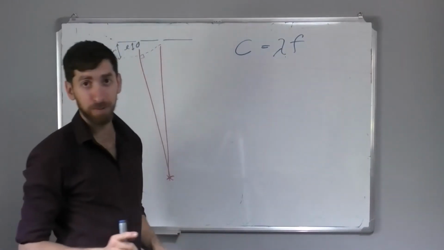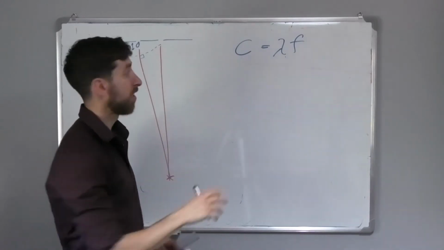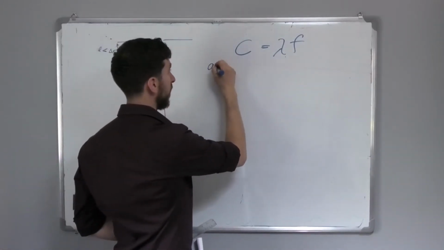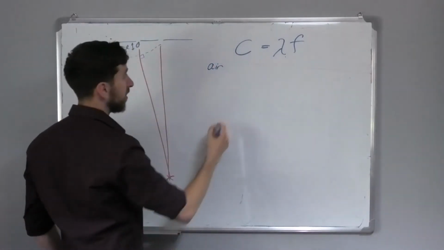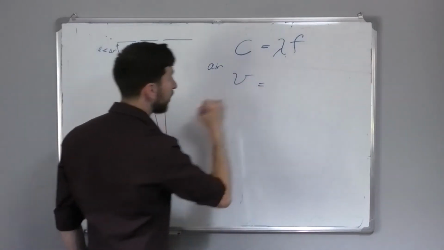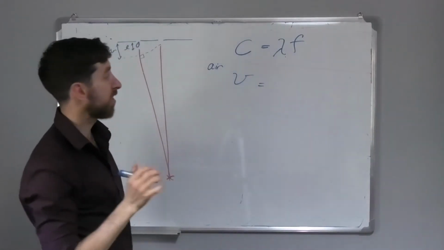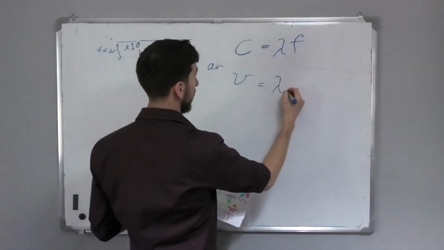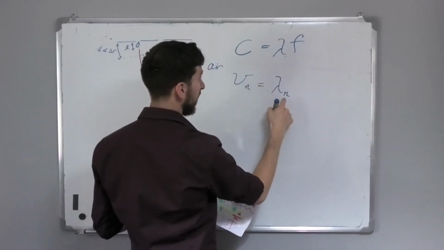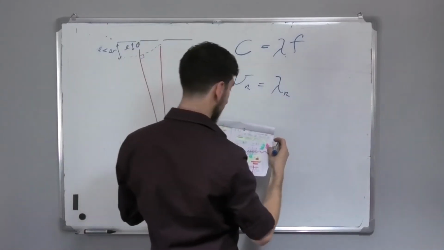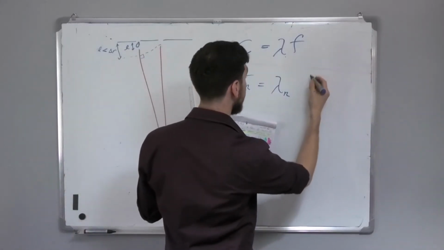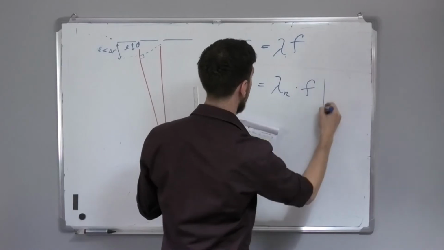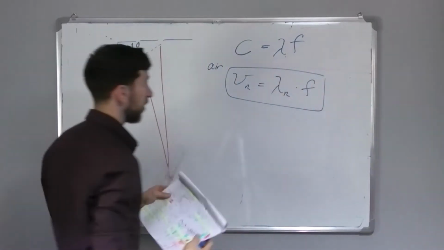Air is not a vacuum, okay? Vacuum is in space. Here on Earth you have air, okay? So it's not actually c. It's a little bit smaller because it's in air, okay? So what actually changed is lambda. We put this index n here, and this index multiplied by f, okay? So this is a correction you need to do.